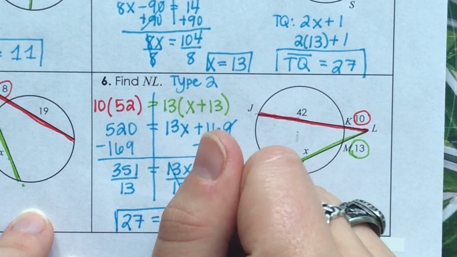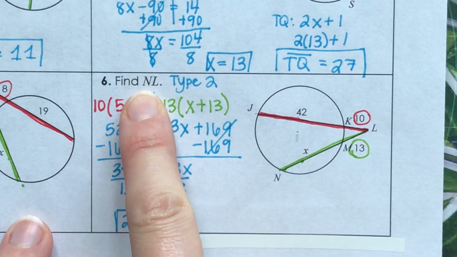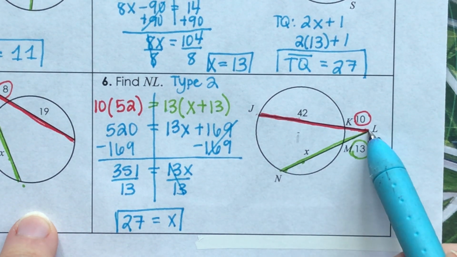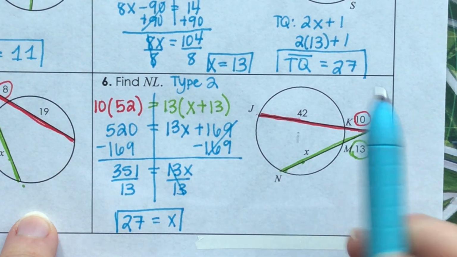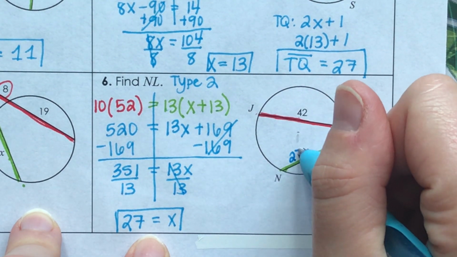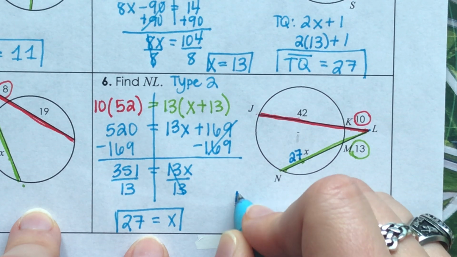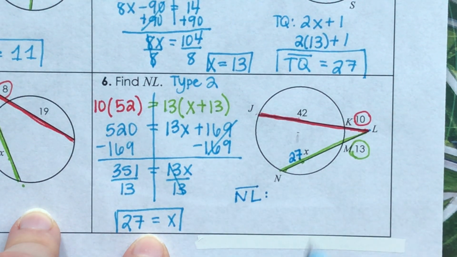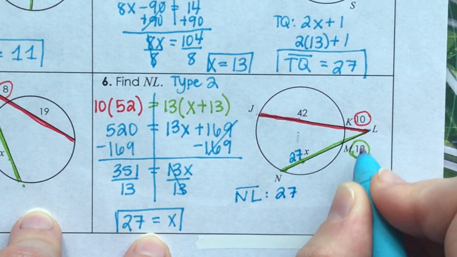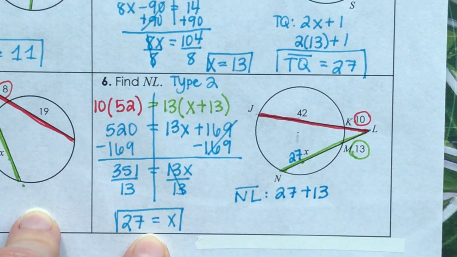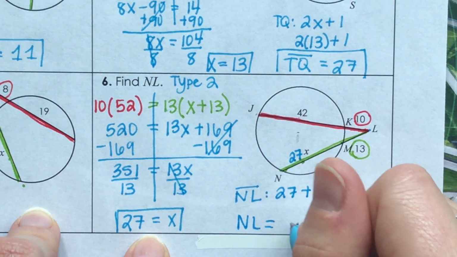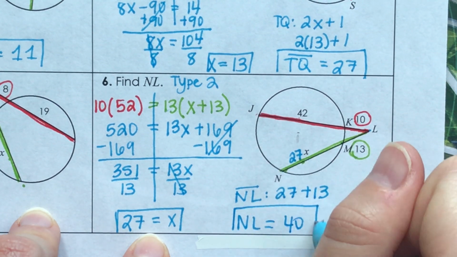27 equals x. However, the question's asking me to find NL. So NL is the whole segment here. I already figured out that this x is 27. So to figure out the whole segment length of NL, I'm going to add 27 plus the outside piece of 13. And when I add those two together, I get that NL is equal to 40.